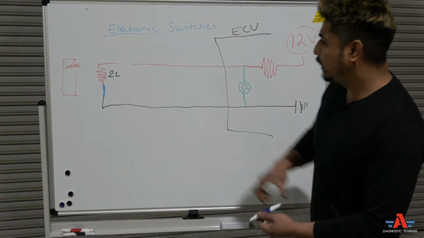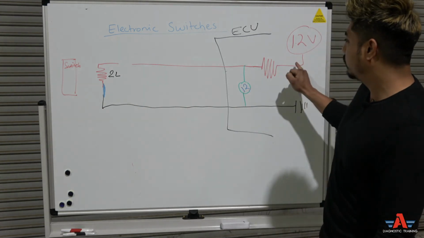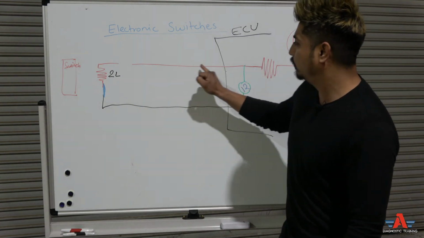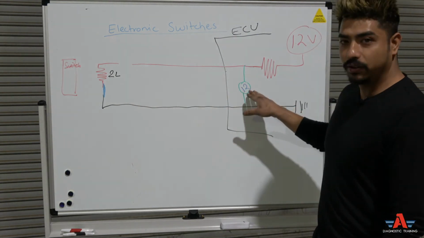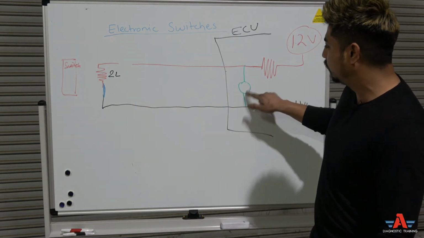Why is it seeing 12 volt? Because there's no path to ground. 12 volts is going to come in, you're going to have 12 volt all the way to here, and it's never going to see your ground. So you're going to see 12 volt in the sensing circuit. The computer is seeing 12 volt.